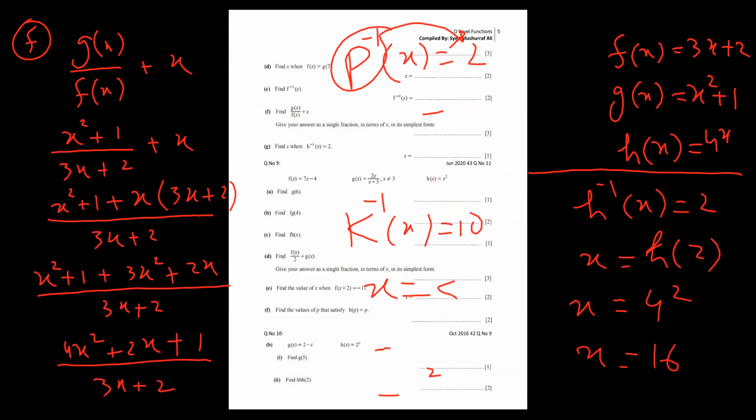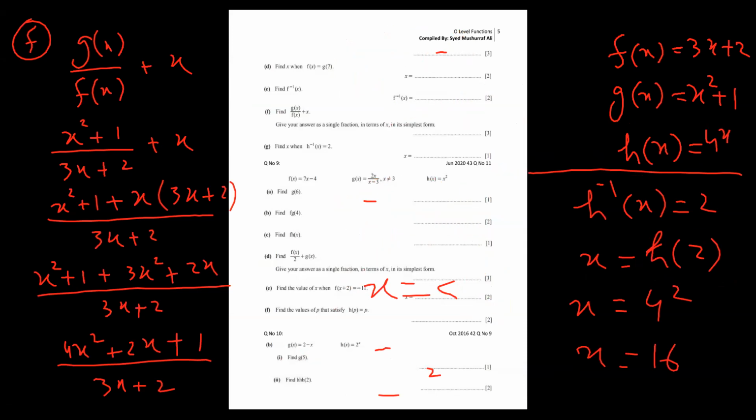Can you repeat this question? No problem, I repeat again. Part number G. Okay, I repeat again for you, no problem at all. Okay, I give another example before I start. H inverse of x is equal to 3. How to handle this question?